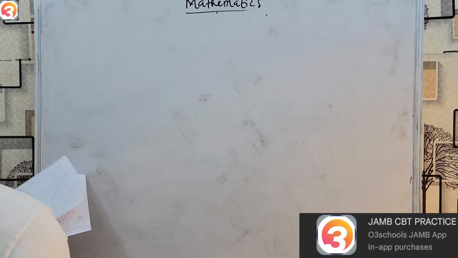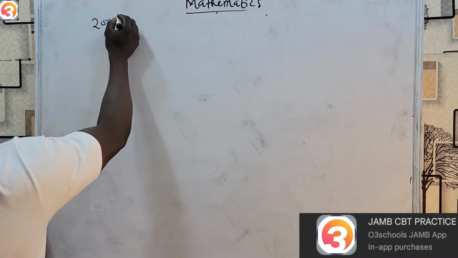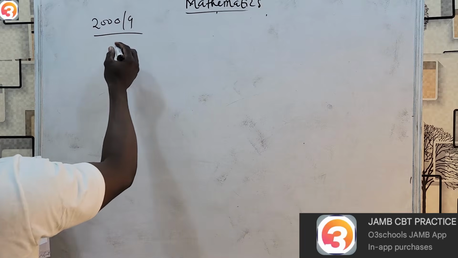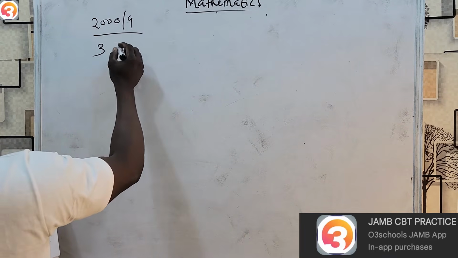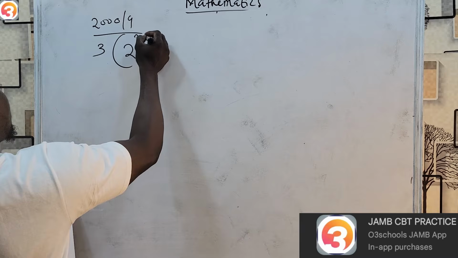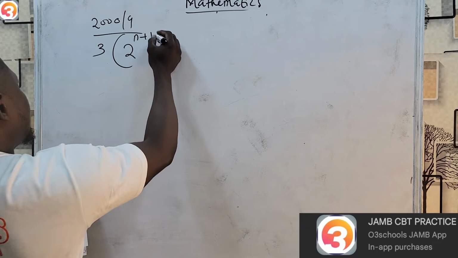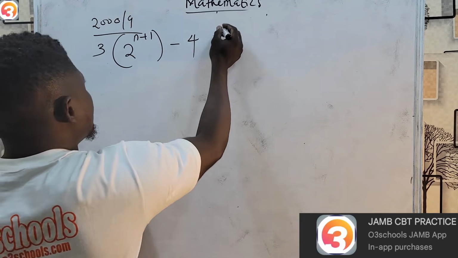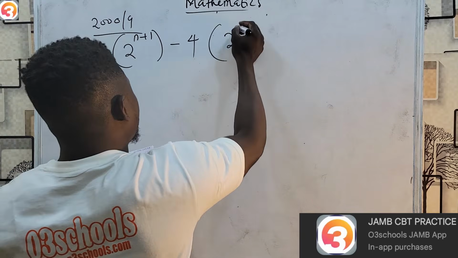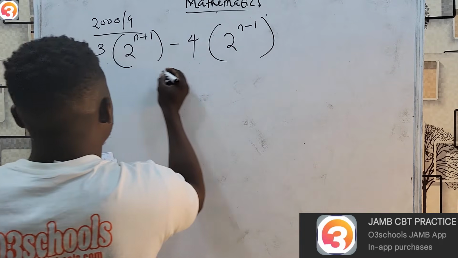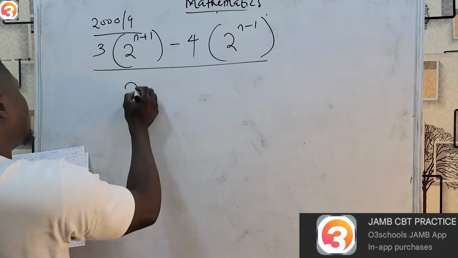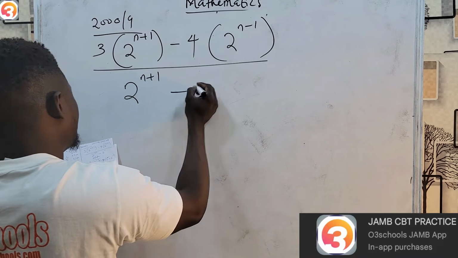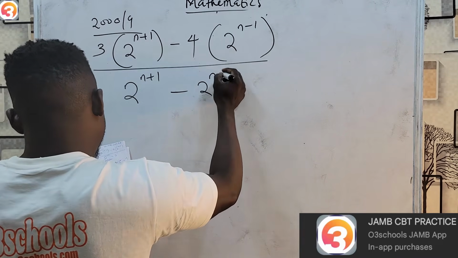So this is from the old school JAMB again, 2000, number 9. We're given 3 into bracket 2 raised to the power n plus 1, minus 4 into bracket 2 raised to the power n minus 1, all over 2 raised to the power n plus 1 minus 2 raised to the power n.